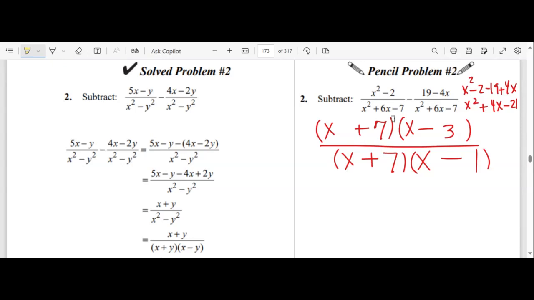Now, do you like to cancel? Yes. Can you cancel this? And what's your final answer? x plus 7 over x minus 1. Very good. Can I cancel the x with x? The answer is no. They are boundary.